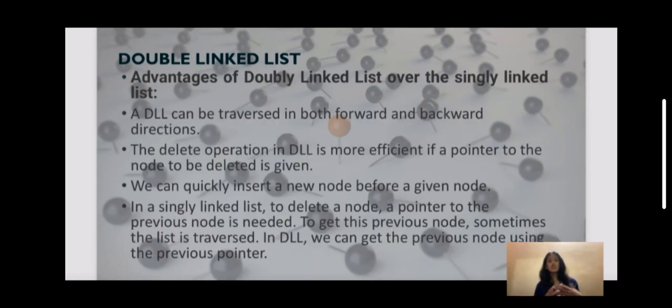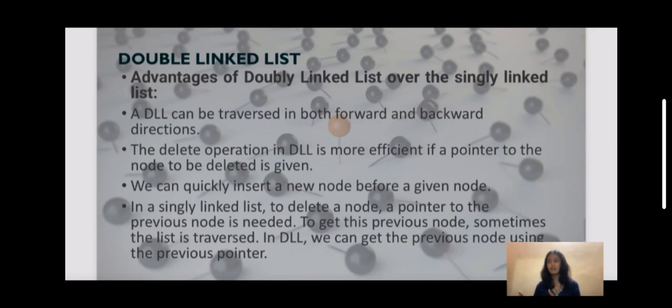Now, what is the advantage of a double linked list over the single linked list? As I told you in the beginning of the video, a double linked list can be traversed in both forward and backward directions. The delete operation in DLL is more efficient if a pointer to the node to be deleted is given. How? Because you're traversing forward and backward, it is very easy to delete, because you have the pointer directly, instead of how we did it in the single linked list.